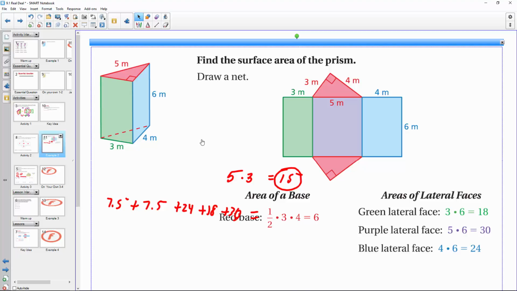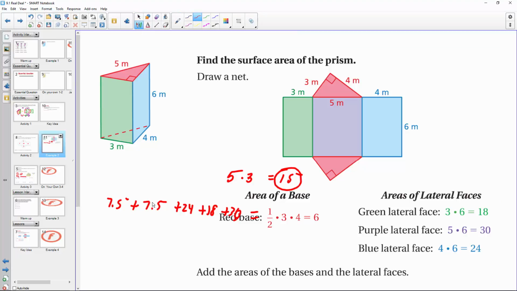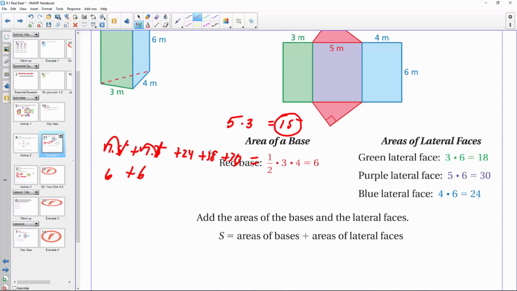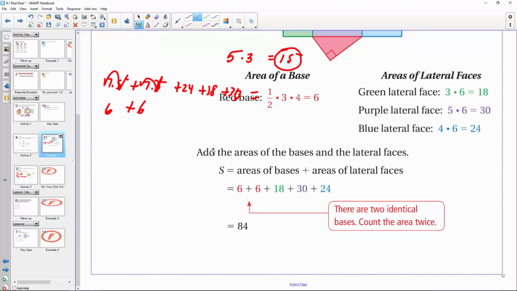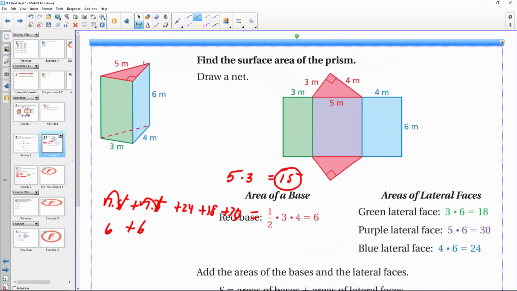Oh, I made a mistake for my base, didn't I? This should be a 3 by 4, not 3 by 5, because it's the height times that. So that would be equal to 6. So instead of being 7.5, I made a mistake here. So this would be a 6 and a 6. And when I add them all up, my bad, I should get 84 altogether. So make sure you don't make the mistake I just made. Can't believe I did that. It's height times width, not the hypotenuse.